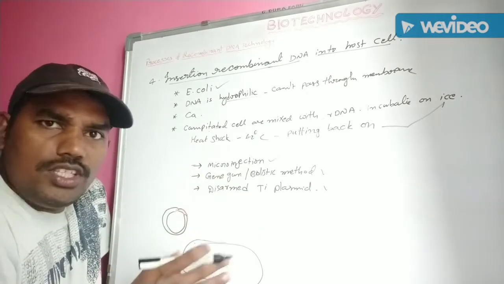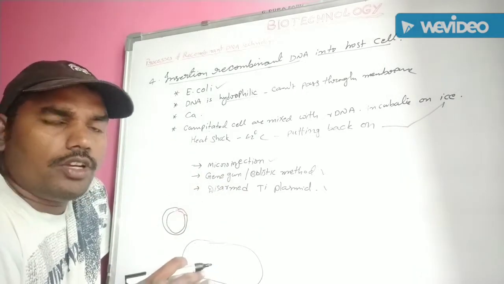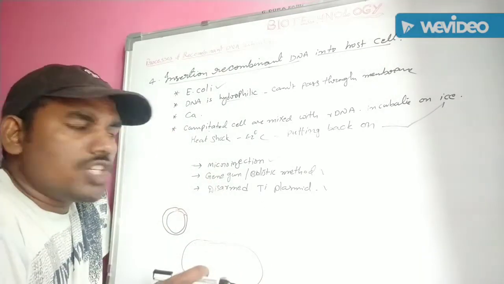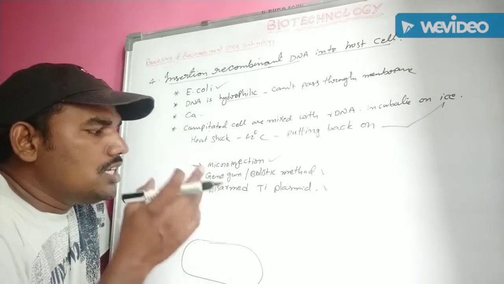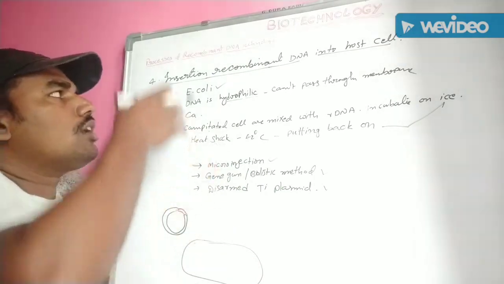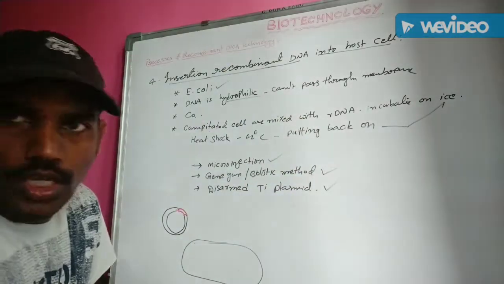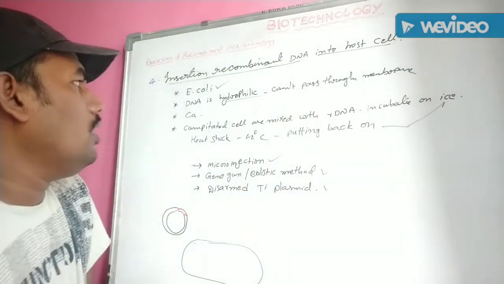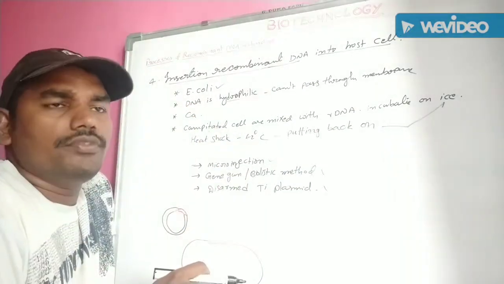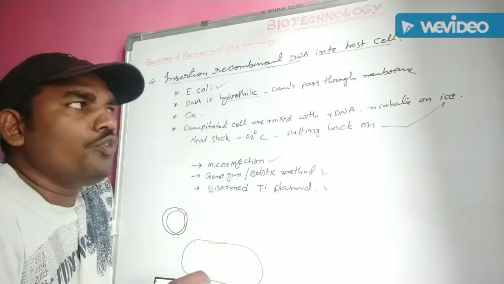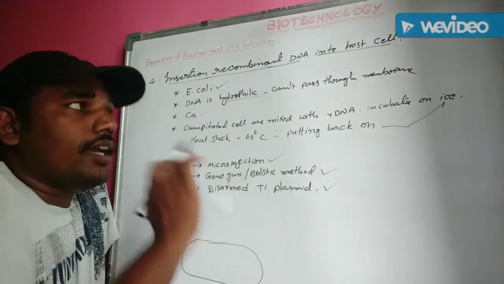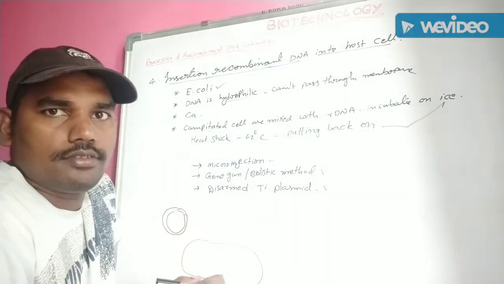First one is the microinjection method, and the gene gun method. That means the biolistic method is also present, and a disarmed Ti plasmid method is also involved in biotechnology to introduce or insert recombinant DNA into the host cell. Okay, first of all, DNA is not passed through the membrane of the cell because it is hydrophilic. DNA is hydrophilic, so the DNA cannot pass through the cell membrane.